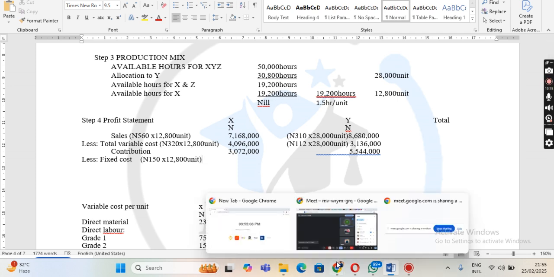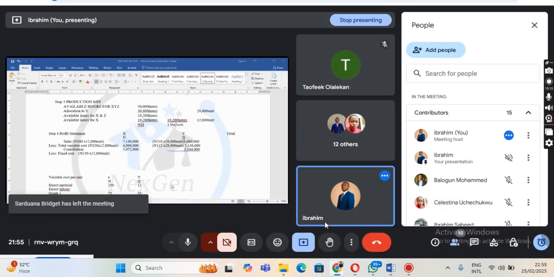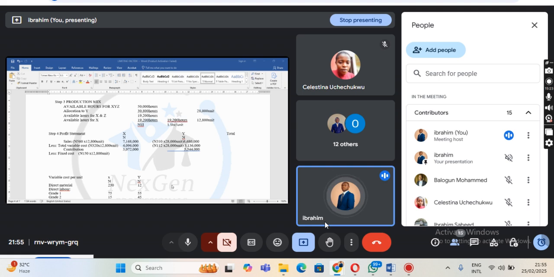I disagree with you. Class, fixed cost does not change based on production. Okay, Celestina, do you want to try? Fixed cost does not change according to the unit produced.